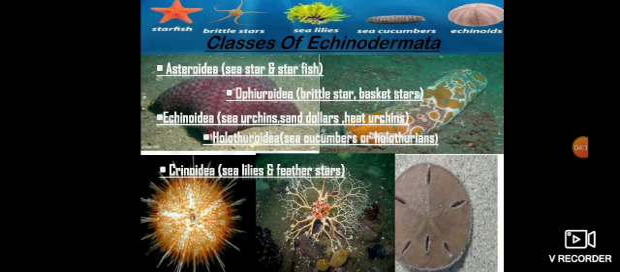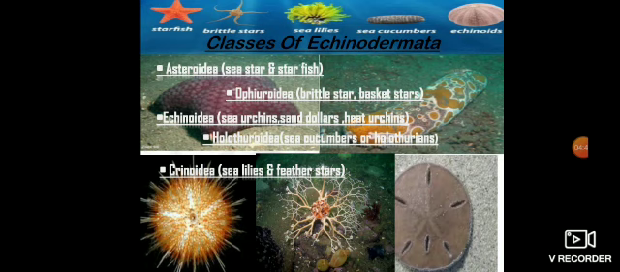Moving forward, now we discuss the classes of Echinodermata. There are mainly 5 main classes of echinoderms. The first class of Echinodermata is class Asteroidea. Class Asteroidea includes the sea stars and the starfishes. The second class is the class Ophiuroidea, which includes the brittle stars and the basket stars. Third is the class Echinoidea, which possesses the sea urchins, heart urchins, and the sand dollars.